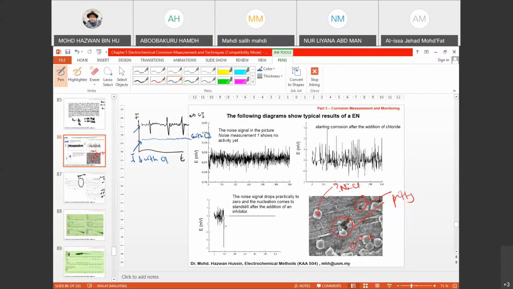And there's no fluctuation. So this tells you the signal noise drops practically to zero, and the nucleation becomes standstill after the addition of inhibitor. So when you add the inhibitor, you will see that there's no more fluctuation. No fluctuation means that the metal will be stable, and this is because of the interaction between the corrosion inhibitor and the metal. So it prevents further corrosion process. So this is a clear difference that you can see from electrochemical noise.